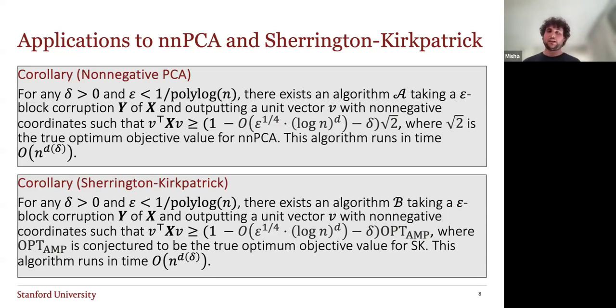AMP value. Now, for this model, it's unknown yet whether this optimum AMP value is equal to the true optimum objective value for Sherrington-Kirkpatrick, but this is believed to be true modulo a fairly believable conjecture. And the runtime is, again, similar to non-negative PCA. So the application of this is we've kind of redeemed semi-definite programs. We've added robustness to these models while not sacrificing runtime.